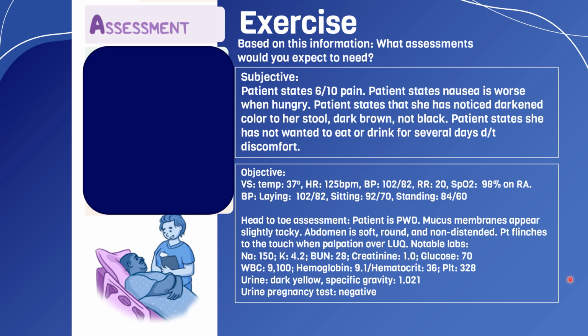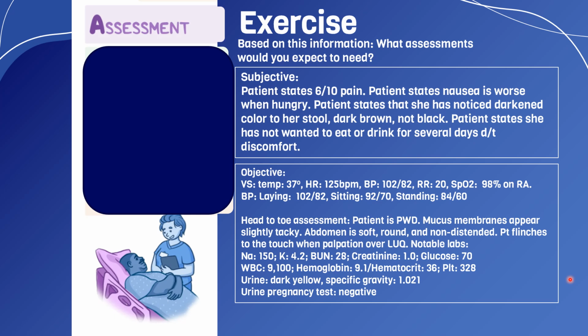Some objective information for you. The patient's temperature is 37 degrees Celsius. Heart rate is 125, blood pressure 102 over 82, respiratory rate is 20, and her SpO2 is 98% on room air. Whomever was caring for this patient was nice enough to do a set of orthostatic vitals.